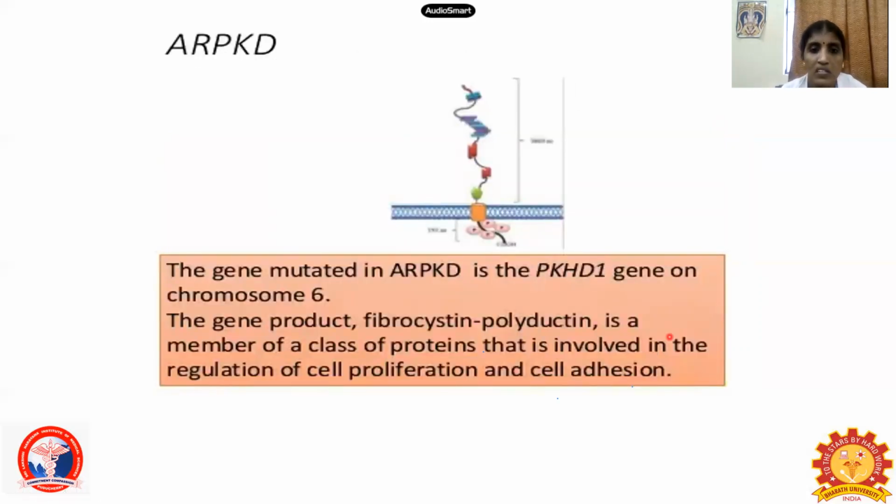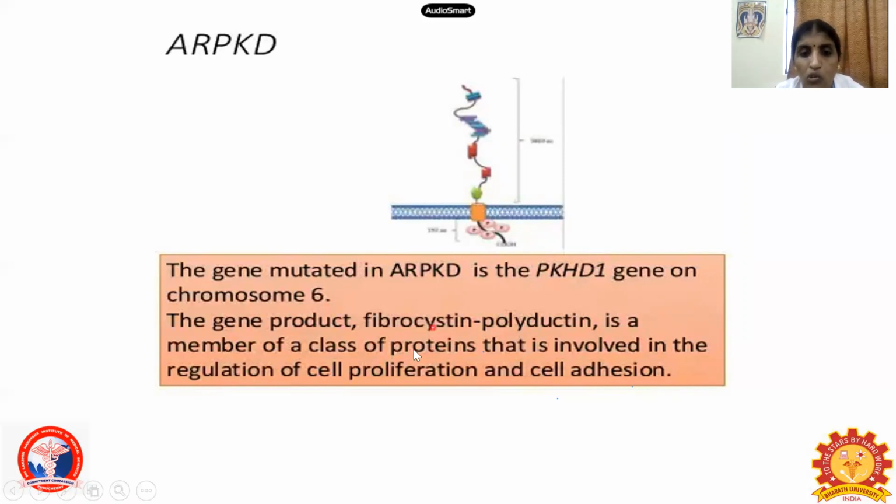Then the point is, what is the gene involved? What is the gene chromosome locus and what is the gene product? Here the gene involved is the PKHD1 gene, on chromosome 6. And the gene product is fibrocystin or polyductin. So this is the second gene product. What is the gene product for the PKD1 gene, which is adult polycystic kidney? It is polycystin. Here you can see the gene product of PKHD1 is fibrocystin, polyductin.